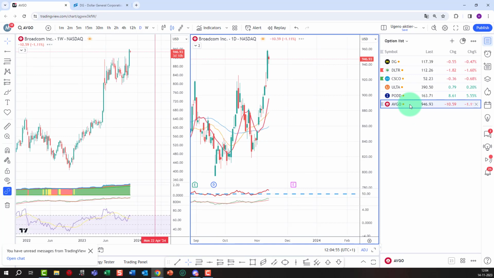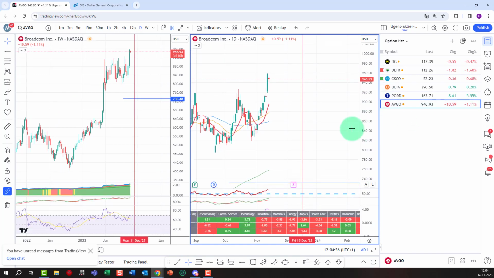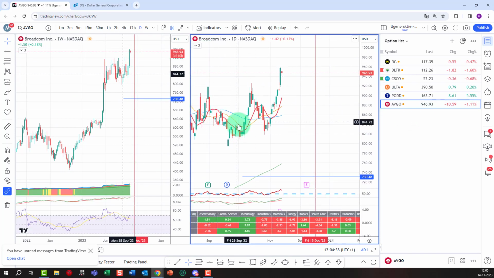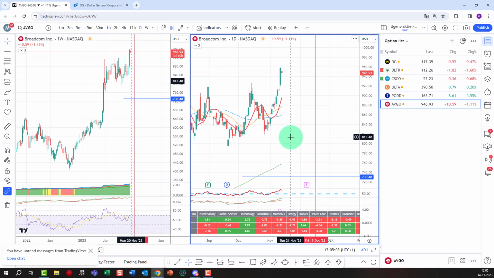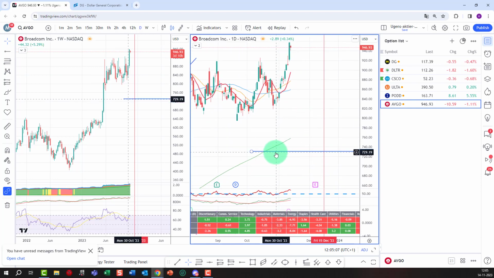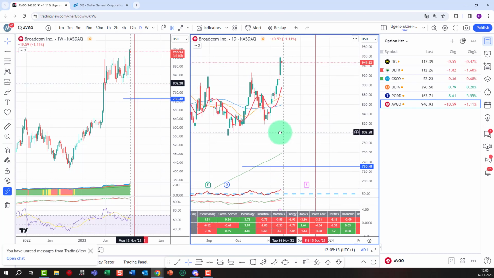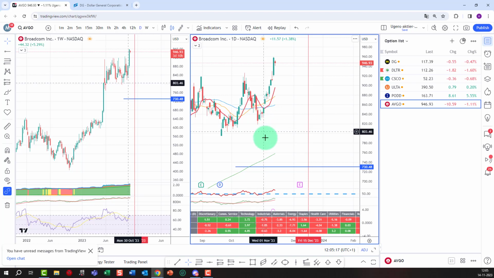The last one is actually one I already closed, and that was on Broadcom, AVGO here. I took this trade down here. TPI indicated clearly that the price should go up, so I put a price down here and said as long as it doesn't go through 730, then I am profitable. And it never even turned down against the 730. It just went straight up.